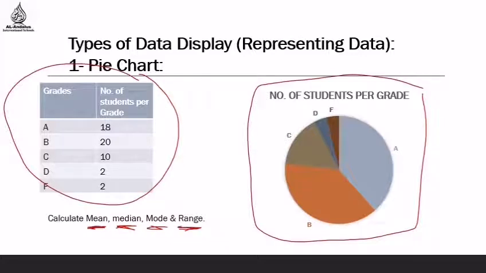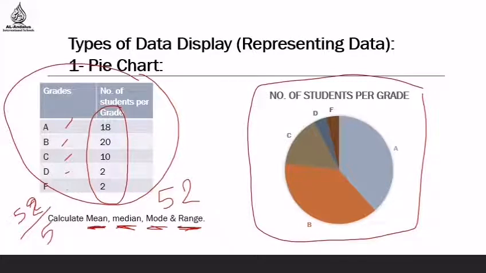Let's try to do it here. Mean is adding all these numbers together and then dividing by the number of grades. Let's do it. I said that the total number of students here is 52. So 52 divided by how many grades do I have? 1, 2, 3, 4, 5. So it will be 52 divided by 5. And like this, I calculated the mean.